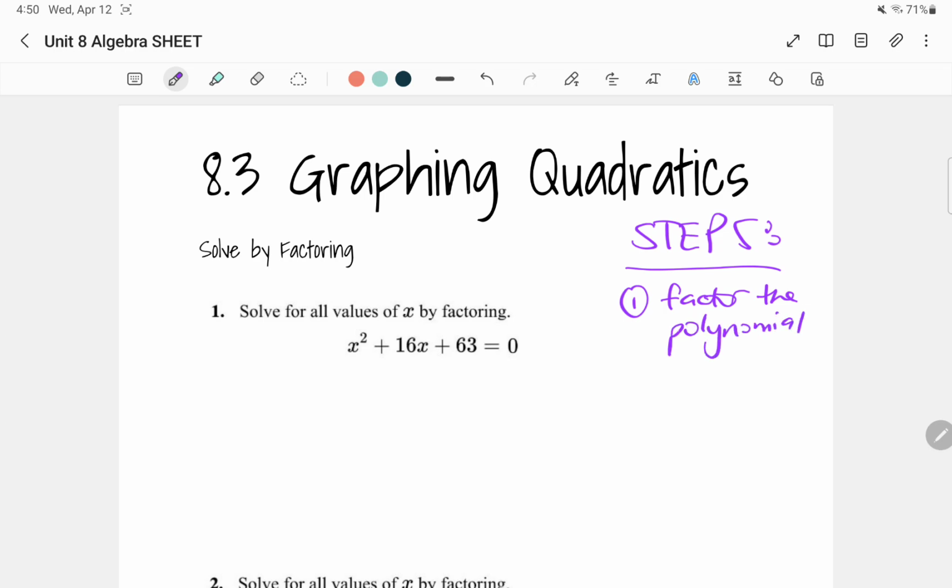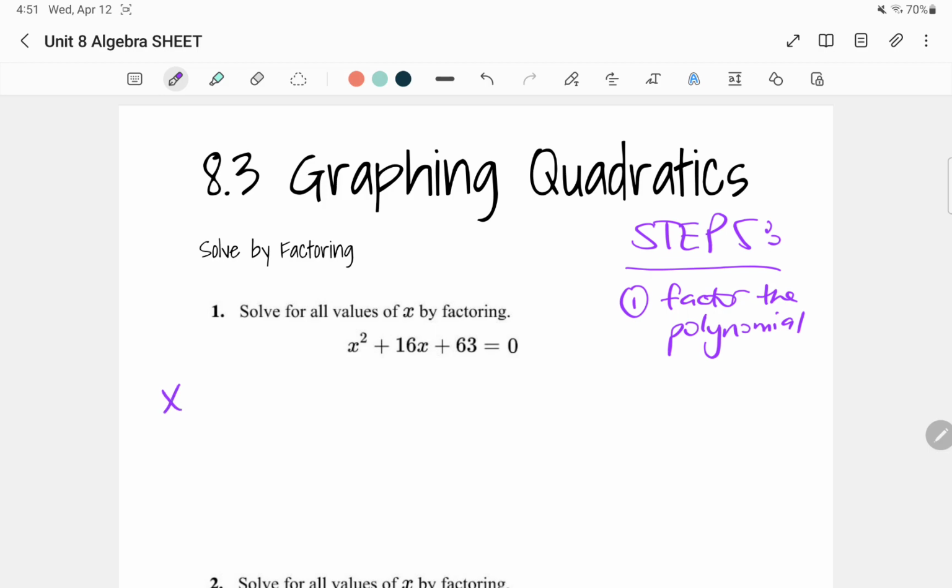What is the polynomial, you ask? Well, it is x squared plus 16x plus 63. Before, we didn't have it equaling 0. We just had it as a plain old polynomial. So we're going to just go ahead and factor that part.